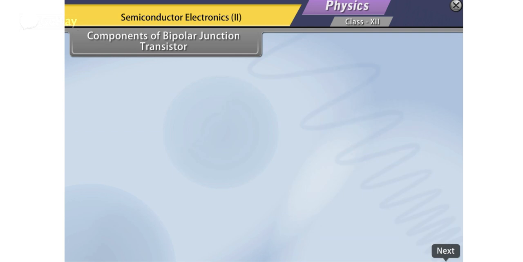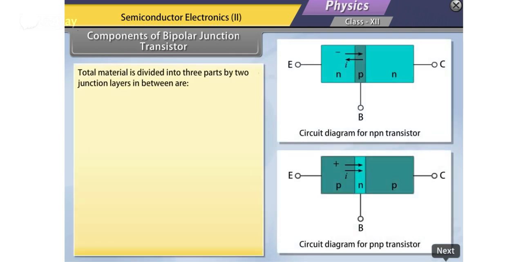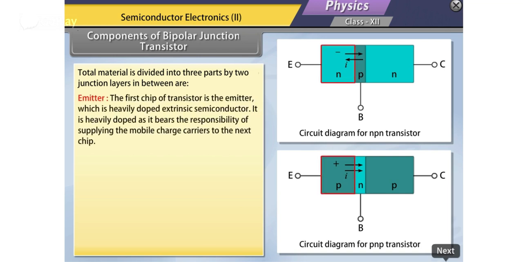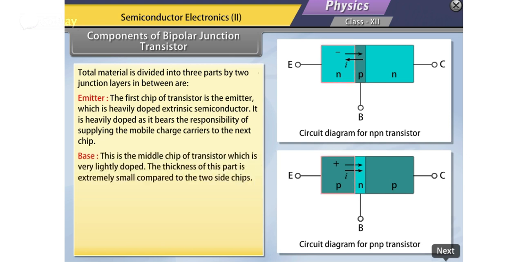Components of a bipolar junction transistor. The total material is divided into three parts by two junction layers in between. The first chip of the transistor is the emitter, which is a heavily doped extrinsic semiconductor. It is heavily doped as it bears the responsibility of supplying the mobile charge carriers to the next chip. Base. This is the middle chip of the transistor, which is very lightly doped. The thickness of this part is extremely small compared to the two side chips.